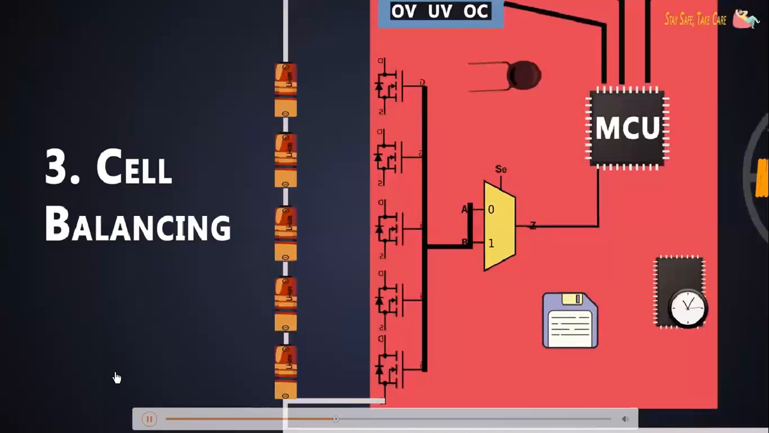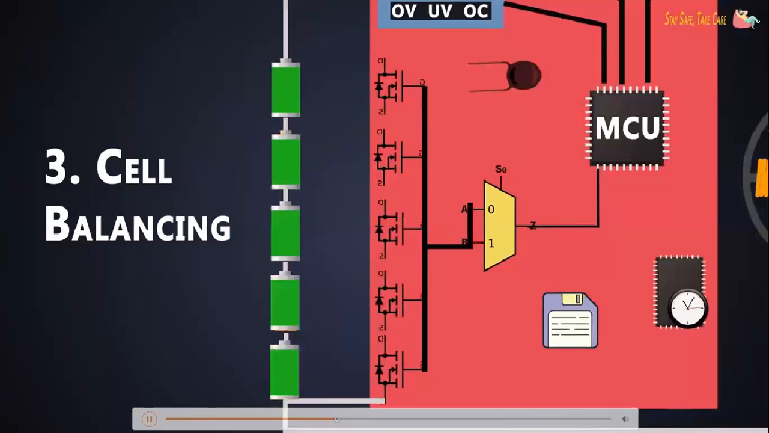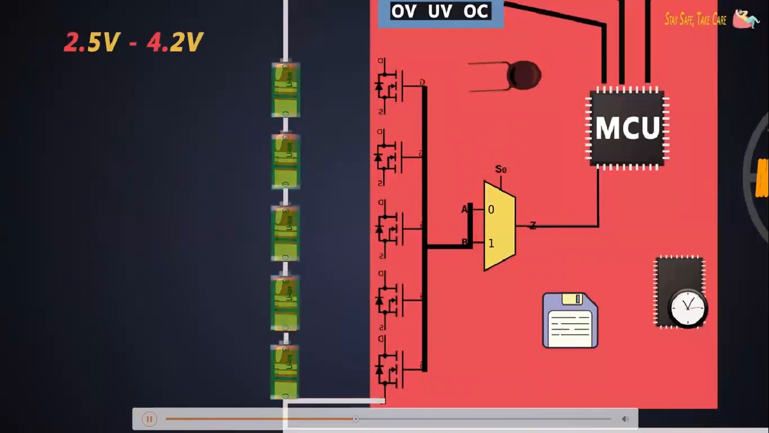Next comes the cell balancing. Generally, lithium-ion batteries are used in EVs. The voltage of a lithium-ion battery ranges from 2.5 to 4.2 volts, and it depends on the battery chemistry. As we saw last time, operating the battery within its safe range ensures the maximum lifetime. These cells are connected in series or in parallel.